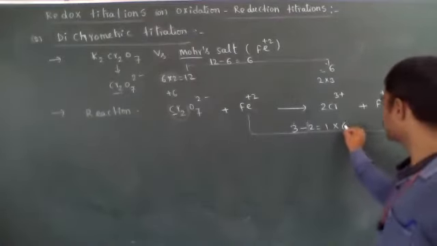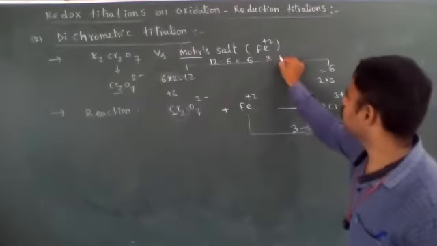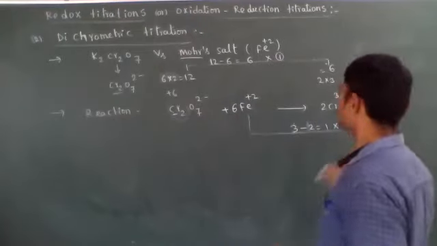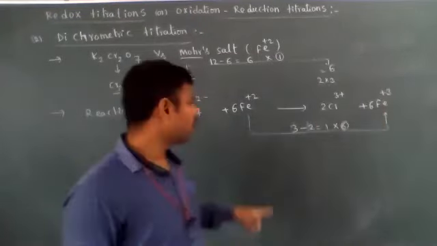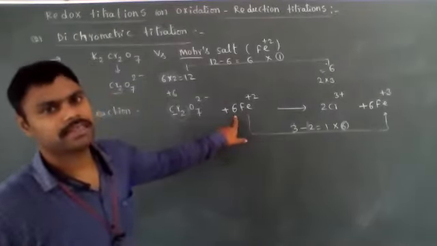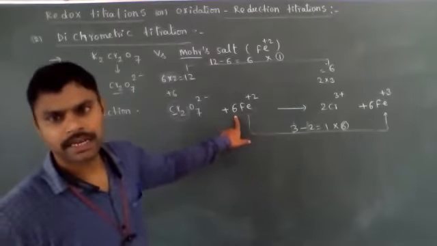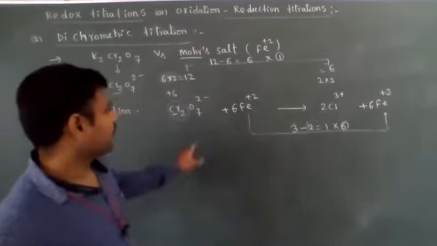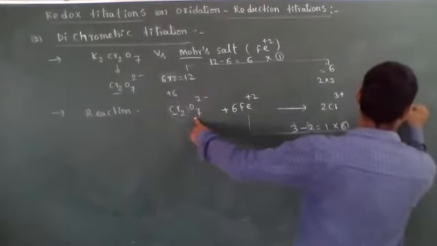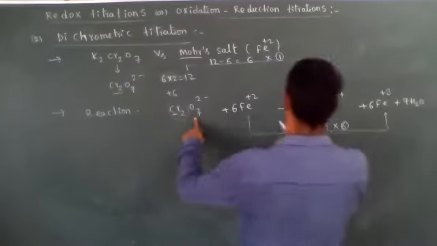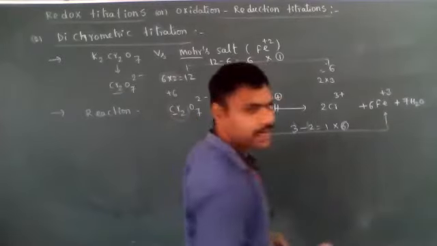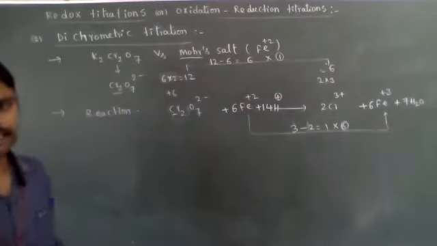That's why this equation we need to multiply with 6, and this equation we need to multiply with 1. That's why 6 and 6 moles came. It means 1 mole of K2Cr2O7 reacts with 6 moles of ferrous sulfate or Mohr's salt. Okay, that is very clear. Now, the remaining 7 oxygen atoms are present, so we need to add 7 H2O. Then 14 H+. In acidic medium, for balancing hydrogen atoms, we need to add H+ ions. Now, this is the balanced equation.